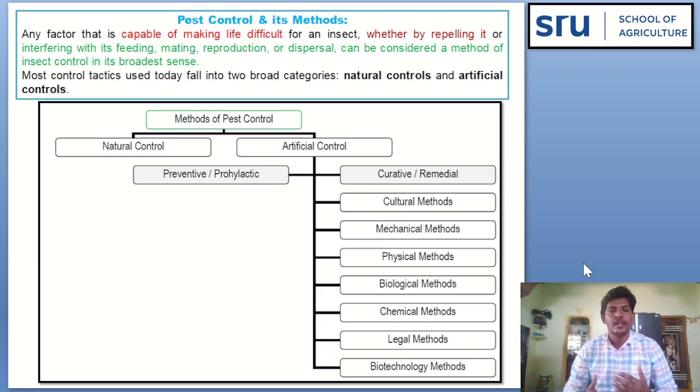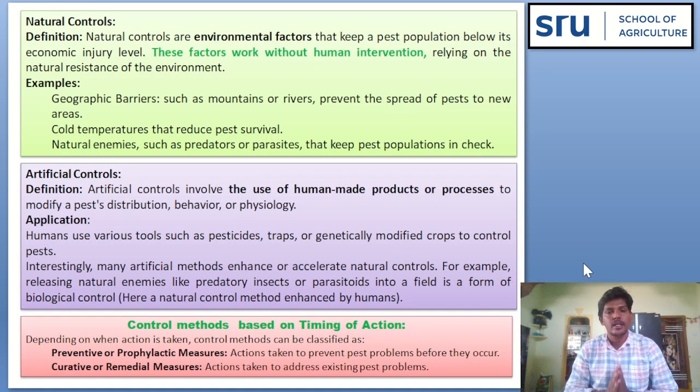We can divide methods of pest control into two categories, that is natural control and artificial control. What is natural control? What is artificial control? We will see in the next slide. Natural control: here, nature will take care of the management of insect pests. There is no intervention of human beings here. For example, geographic barriers, cold temperature, natural enemies that will keep the pest population in check.